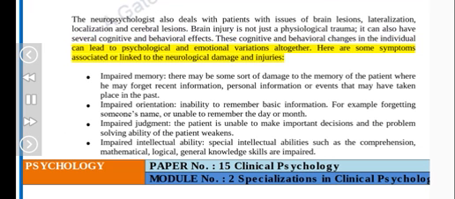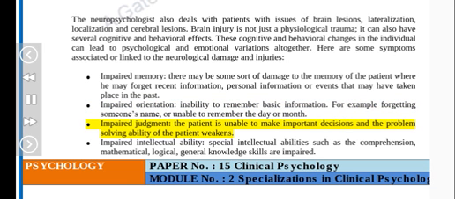These cognitive and behavioral changes in the individual can lead to psychological and emotional variations altogether. Here are some symptoms associated or linked to the neurological damage and injuries. Impaired memory. There may be some sort of damage to the memory of the patient where he may forget recent information, personal information, or events that may have taken place in the past. Impaired orientation. Inability to remember basic information, for example, forgetting someone's name, or unable to remember the day or month.